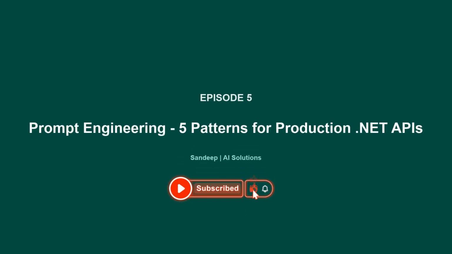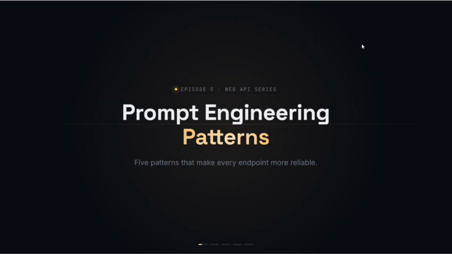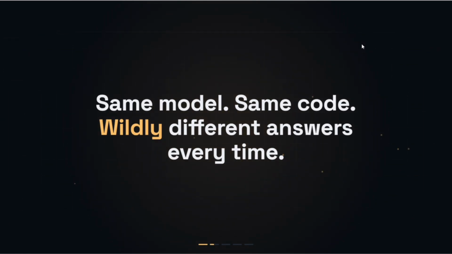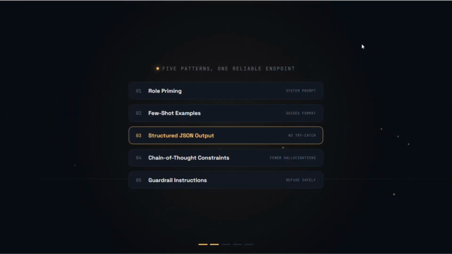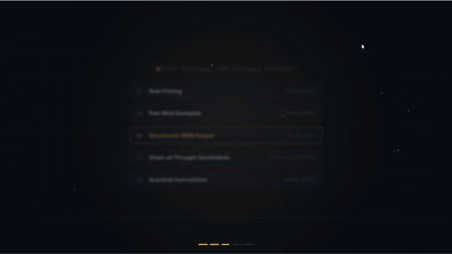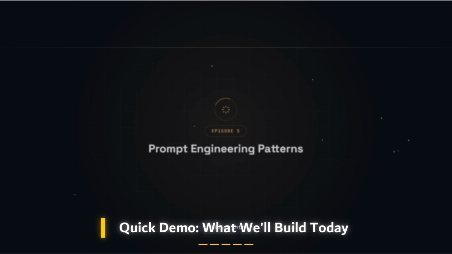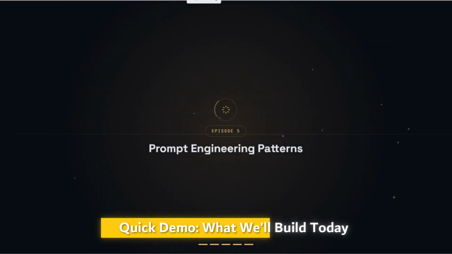Have you ever wondered why two developers use the same AI model but get completely different answers? The secret isn't the model, it's the prompt. Today, I'll show you 5 prompt engineering patterns that I use in a real production .NET API. By the end of this video, you will know how to get more accurate AI responses and even force the model to return clear JSON that your frontend can use directly.